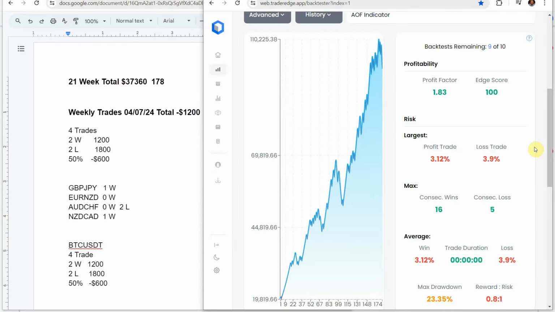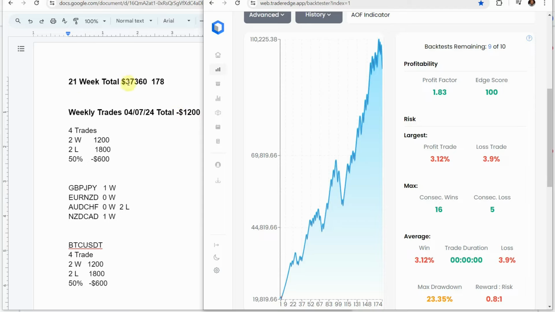Alright, so let's go ahead and go over the weekly signal. So this is using the Academy of Forex indicator on these 4 Forex pairs and this one crypto coin. This is on the 30-minute time frame. Each week we keep track of the trades the Academy of Forex indicator has signaled. And so this last week on the Forex pairs, we had 4 trades altogether, 2 winning trades, 1 losing trade. Would have been a 50% win rate, a loss of $600. And on the crypto coin, we had the same deal, 4 trades, 2 winning trades and 2 losing trades, a 50% win rate. Would have been a loss of $600 again. And so for a total for the week, we would have been down $1,200.